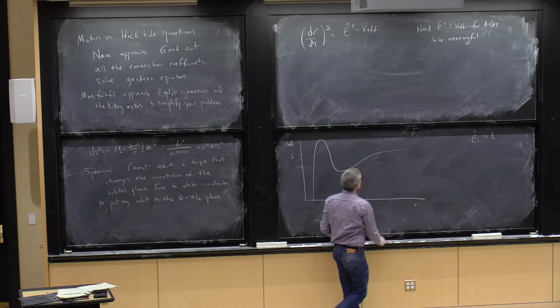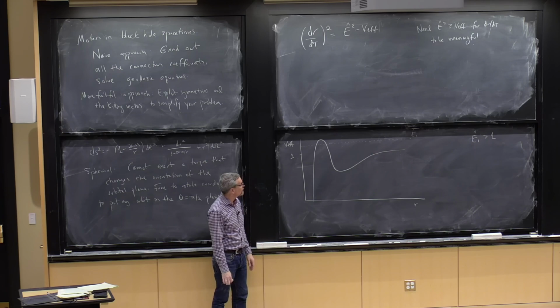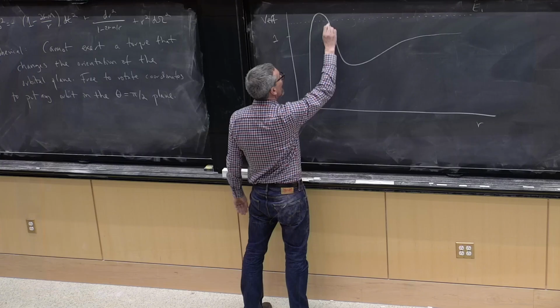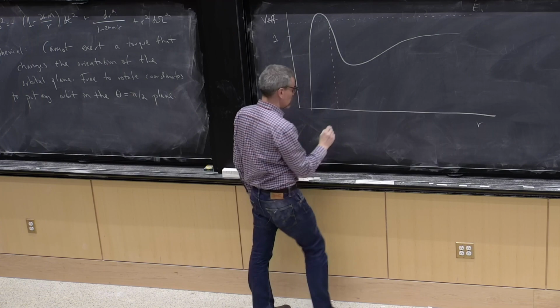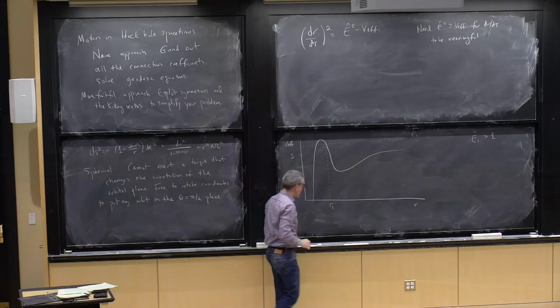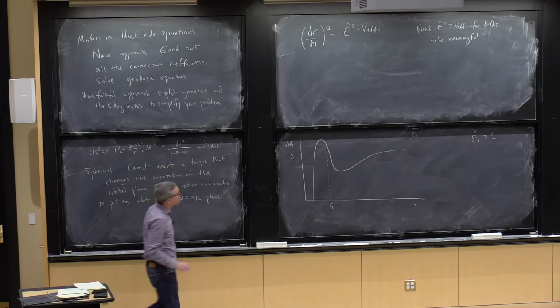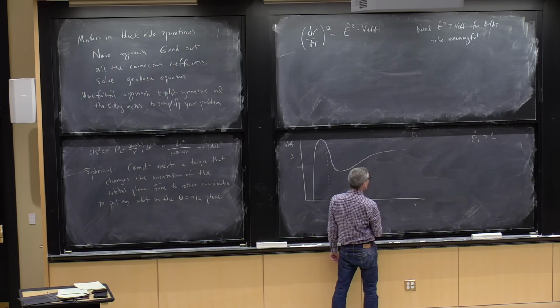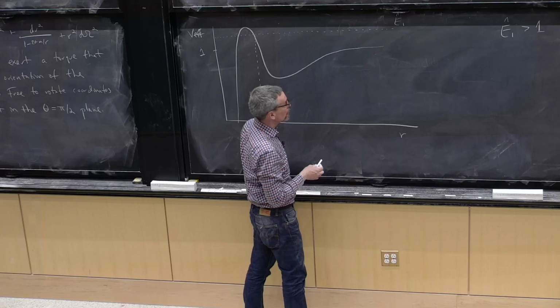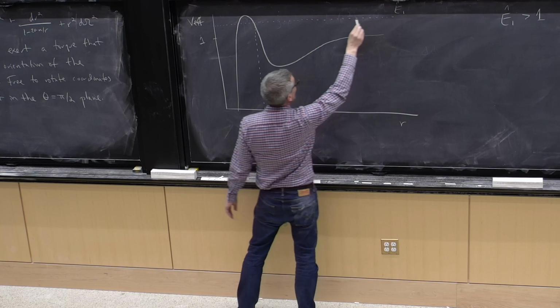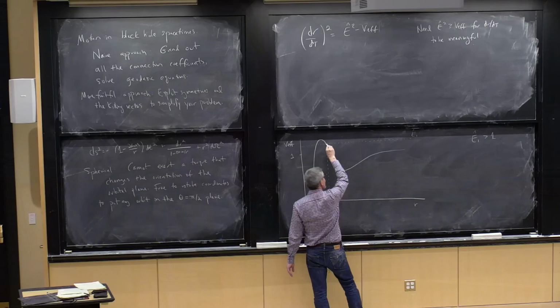E hat squared is greater than my effective potential everywhere at all radii until I get down to here. Let's call that R1. So in this case, dr d tau, if I think about this thing, so note that defines dr d tau squared, right? Let's suppose we take the negative square root. Dr d tau is negative and real, negative and real, negative and real, boom, it's 0.